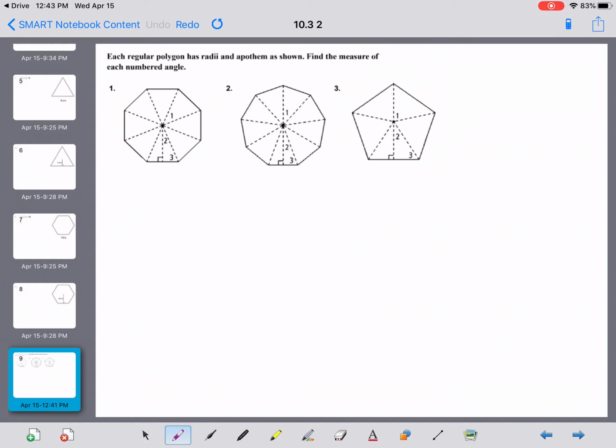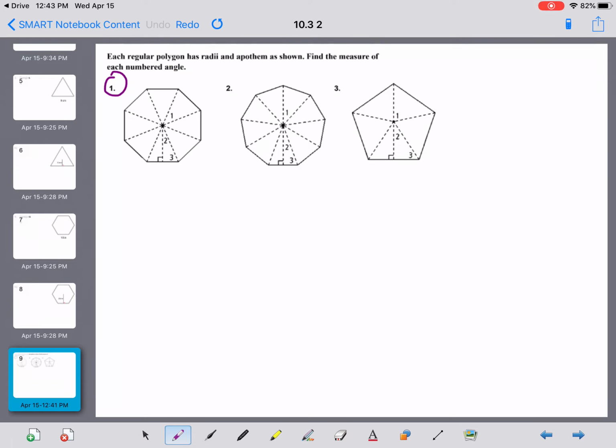All right, guys, a question was asked about the 10-3 worksheet, problem number 1, so I thought I'd work through that with you guys. They tell you in the directions here that you're dealing with a regular polygon, and there's a radius and an apothem that's shown, and we're supposed to find the measure of each of those numbered angles in this figure right over here.